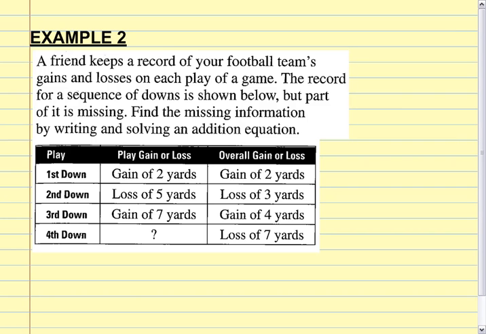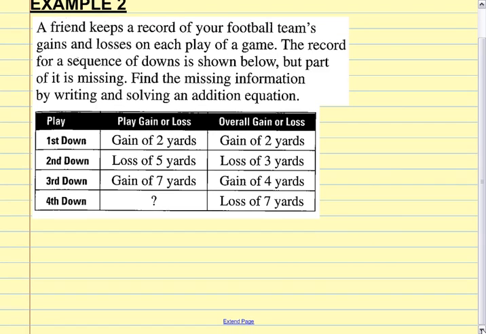But it says that you have a friend, and this friend keeps a record of your football team's gains and losses on each play of a game. The record for a sequence of downs is shown below, but part of it is missing. Find the missing information by writing and solving an addition equation. Okay? All right, well, let's see what we get here.